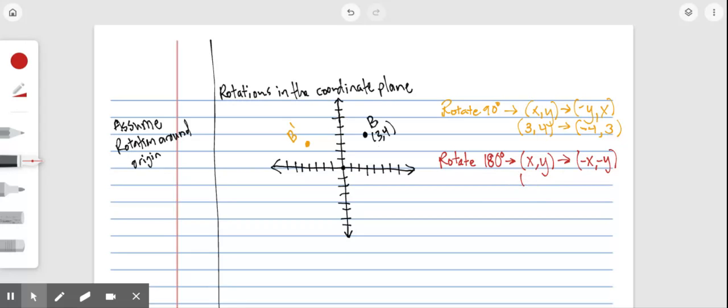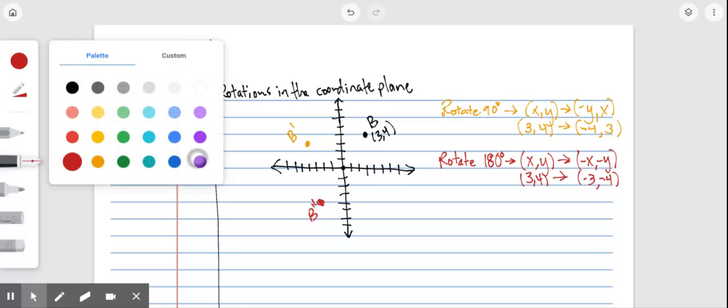So I'm going to take my first coordinate (3, 4) and I just make them both opposites. So (negative 3, negative 4). Then I'm going to go to negative 3, and then I go down 4. So this should be B double prime. I'll call that B double prime just because we're starting again.